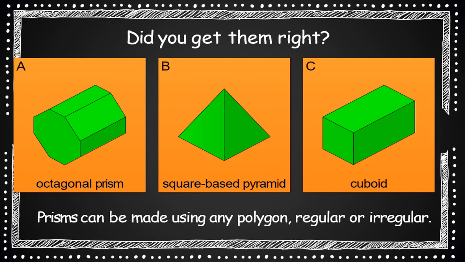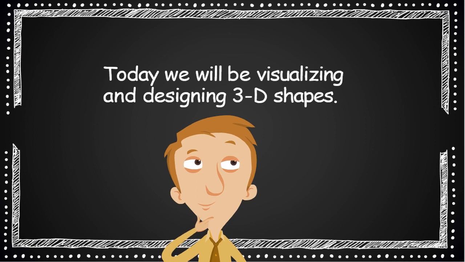Well, did you get them? A was an octagonal prism, B was a square-based pyramid, and C was a cuboid. Prisms can be made using any polygon, a regular one or an irregular one. Now that short lesson is done, we're going to do a bit of practice on visualizing and designing 3D shapes.